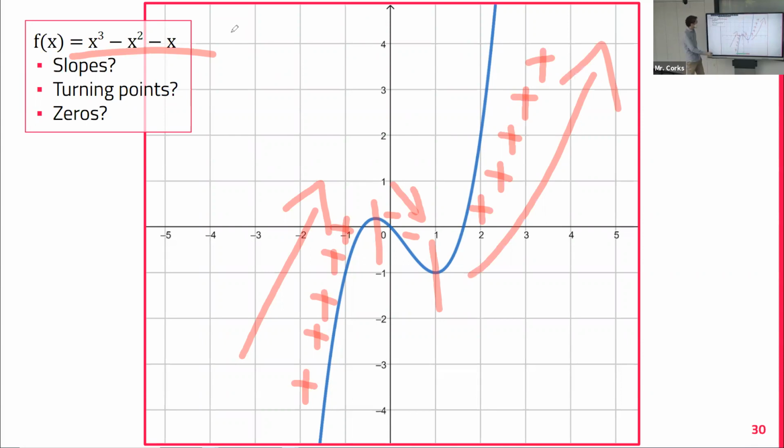1, 2, 3, x cubed. So that gives us a sense of what would happen there. So this is the pattern that we can see.